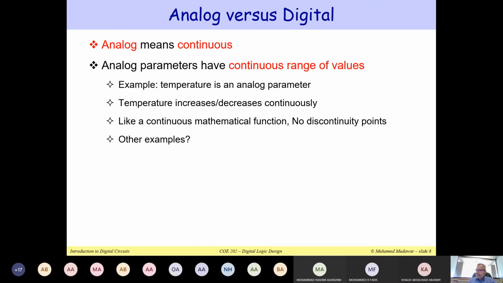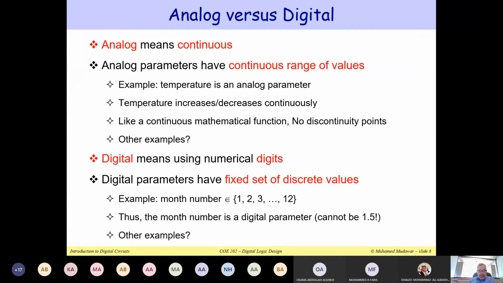Any other example? Maybe velocity or speed. Yes. So if you are measuring, let us say, the speed of a car or any object, that will be something which is called an analog parameter. Yes, excellent. Time it takes something to do something. Can you be specific? Measuring time for something. You mean time itself? Yes, time itself is continuous. And you can think about time as an analog parameter.